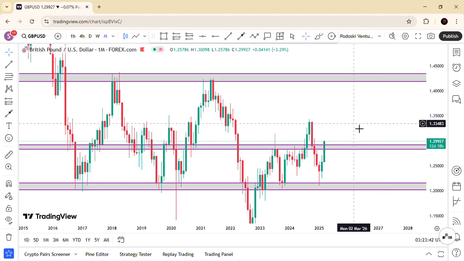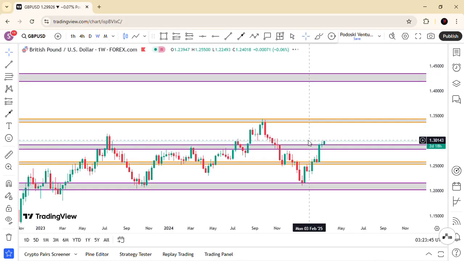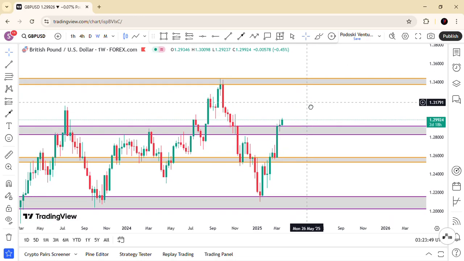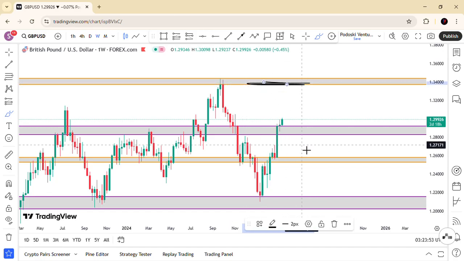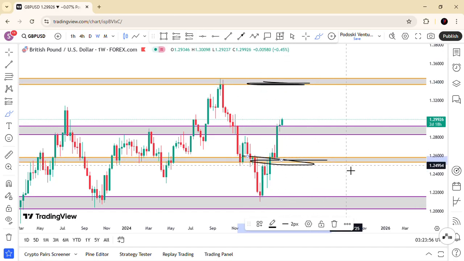On GBPUSD, let's go all the way to the weekly time frame. Here on the weekly time frame, I have my weekly upper zone and my weekly lower zone.